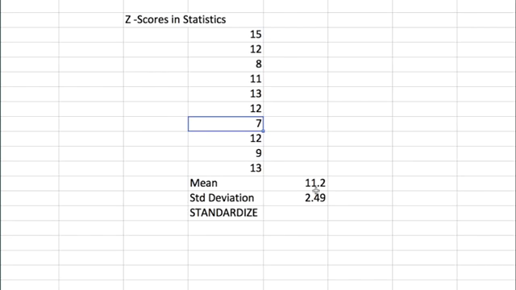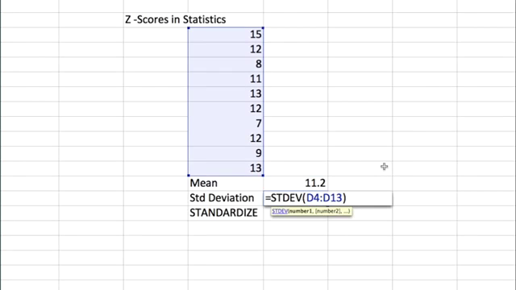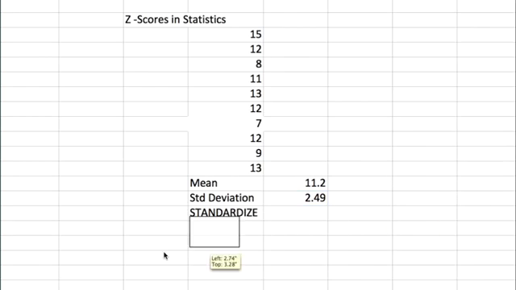I've already calculated the mean at 11.2 by using the function average in Excel. We've done that before. The standard deviation was also calculated using the function in Excel of stddev, and you see that we have the results of both of those functions listed. The average or mean of this group of data is 11.2. The standard deviation is 2.49.